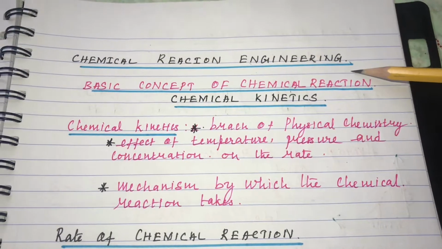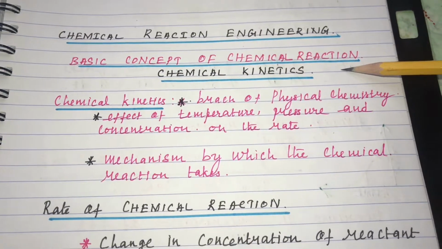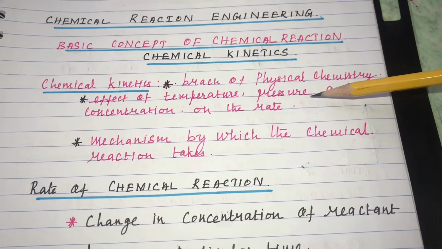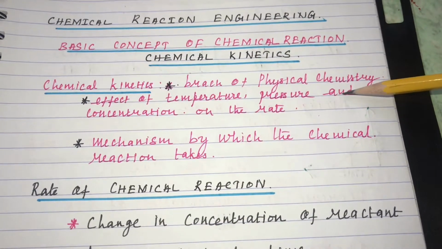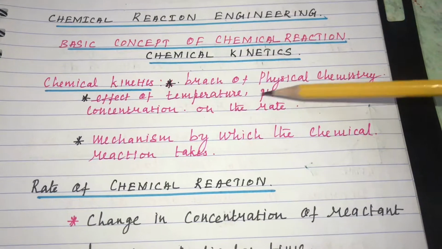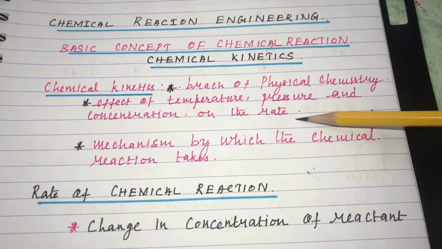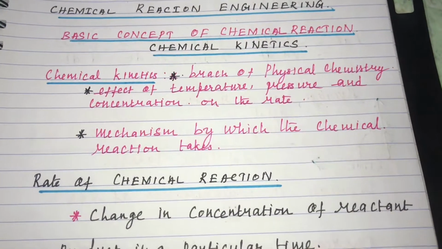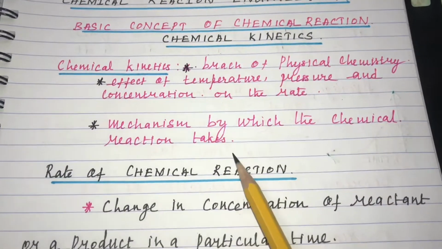Chemical reaction engineering. Basic concept of chemical reaction or chemical kinetics. What is chemical kinetics? Chemical kinetics is a branch of physical chemistry which is used to study the effect of temperature, pressure and concentration on the rate of chemical reaction. And also it is used to find out the mechanism by which the chemical reaction takes place.